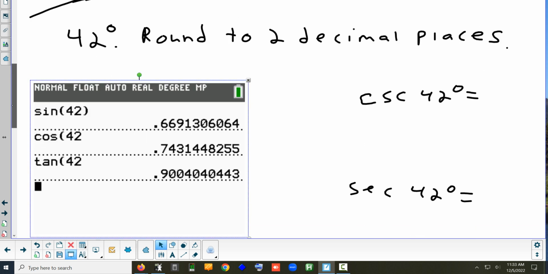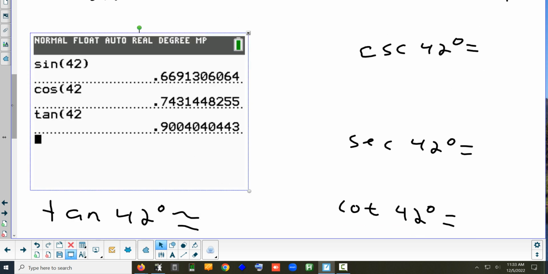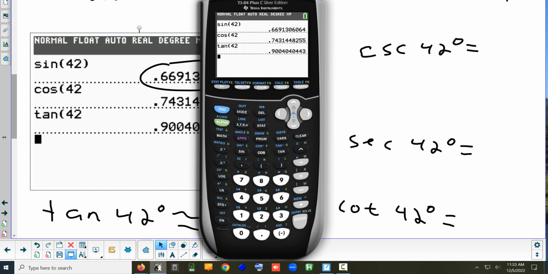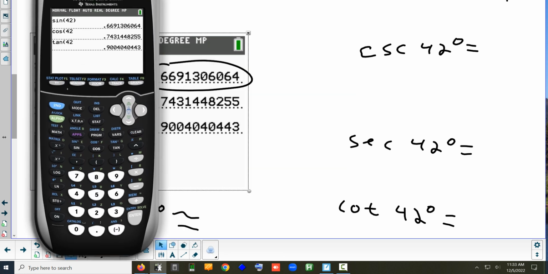directly. We can still do the cosecant, secant, and the cotangent. We do it exactly the same way we would do in unit circle. What would we do with this value to get the cosecant? 1 over. Which basically means to do what? Flip it. So if you want to do the cosecant on the calculator, you take the sine and you flip it.